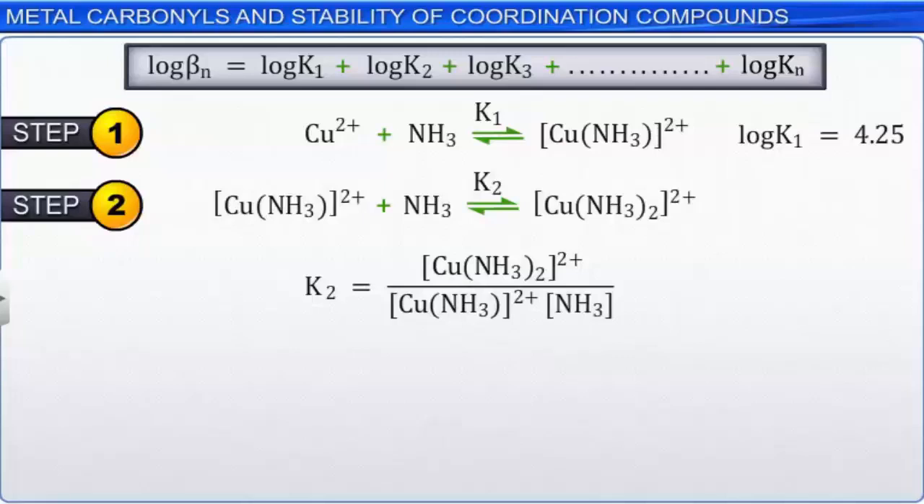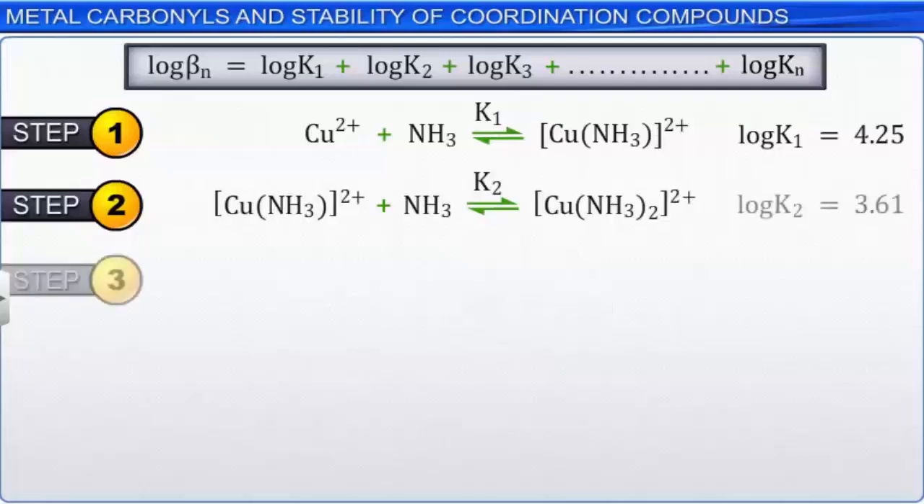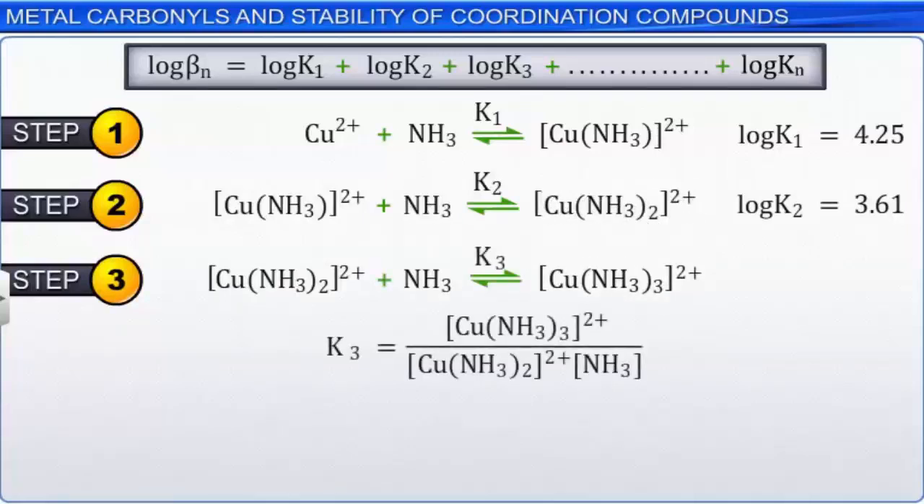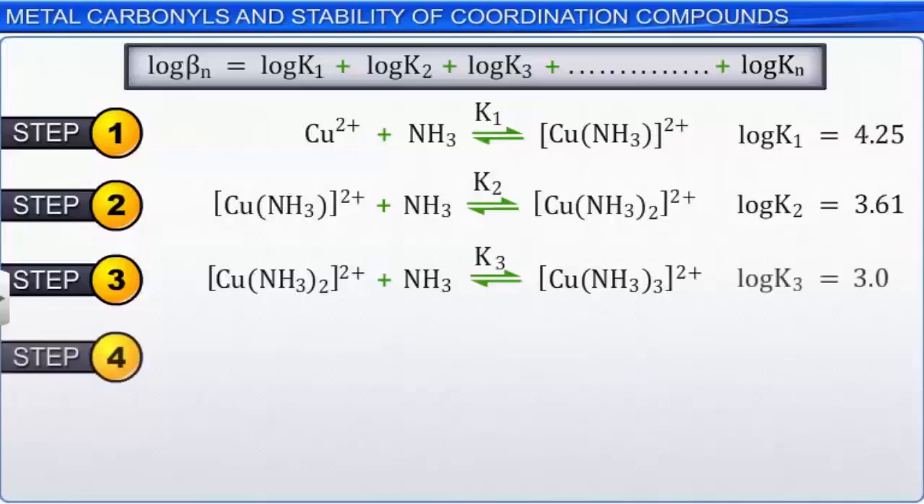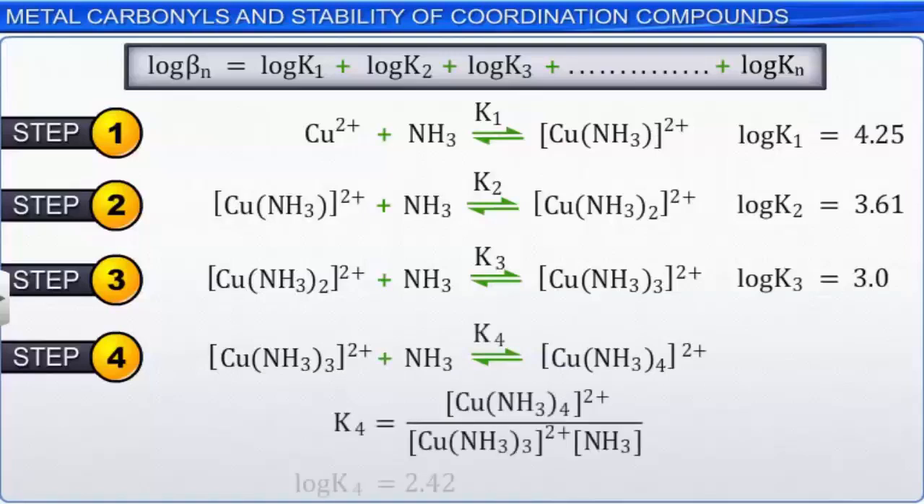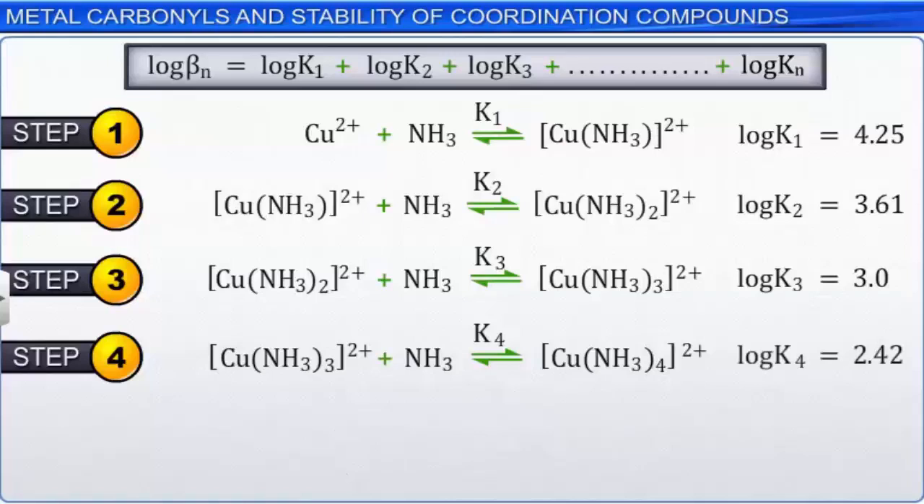The overall stability constant is simply the equilibrium constant for the complete reaction: Cu2+ + 4NH3 in equilibrium with [Cu(NH3)4]2+. It is given by the expression beta 4 equal to the concentration of [Cu(NH3)4]2+ divided by the concentration of Cu2+ multiplied by the concentration of NH3 raised to the power of 4. Its value is 1.20 × 10^13.